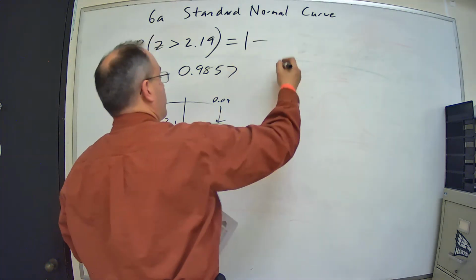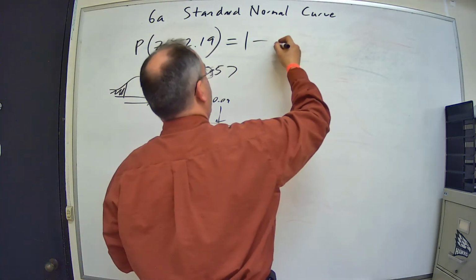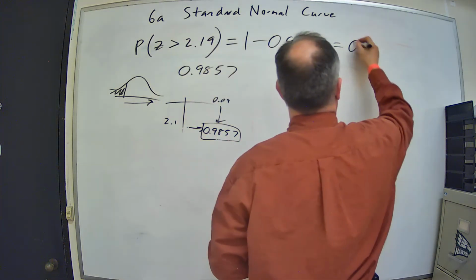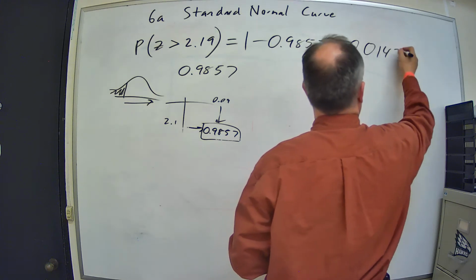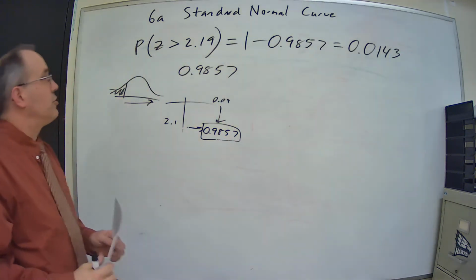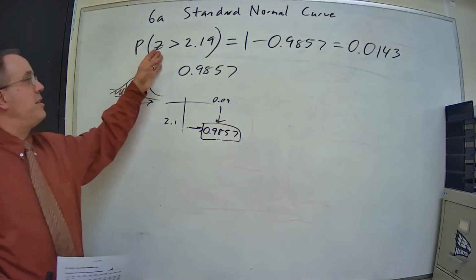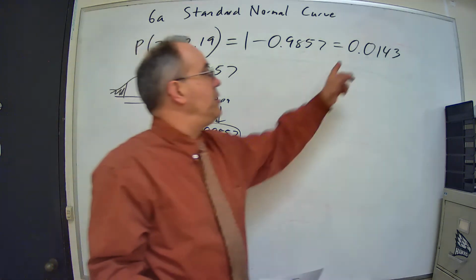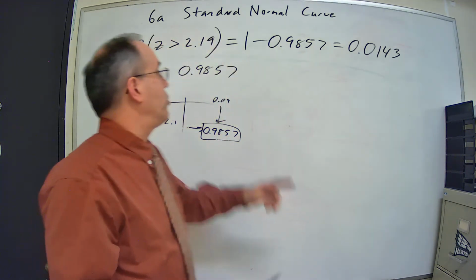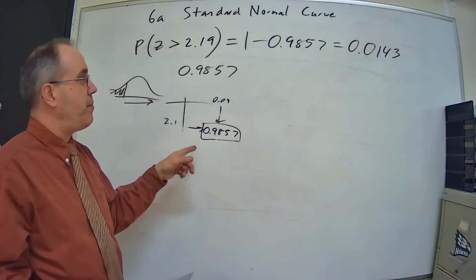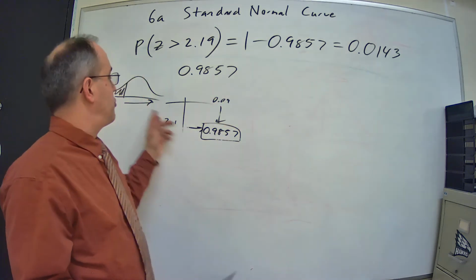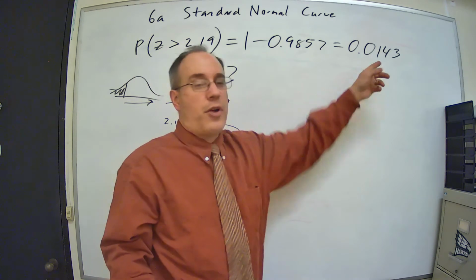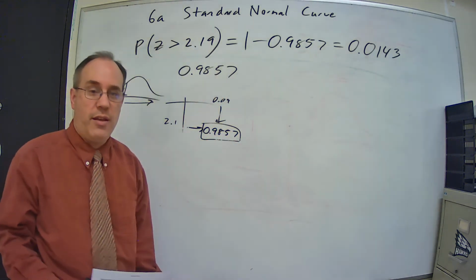So I'm going to subtract it from 1, 1 minus 0.9857, which gives me 0.0143. So the probability that we have a z-score that's greater than 2.19 is equal to 0.0143. We looked up the 2.19 in the table, found its value, and since we're looking for the probability that it's greater than, we subtracted it from 1, and that gave us the probability that it was greater than that amount.